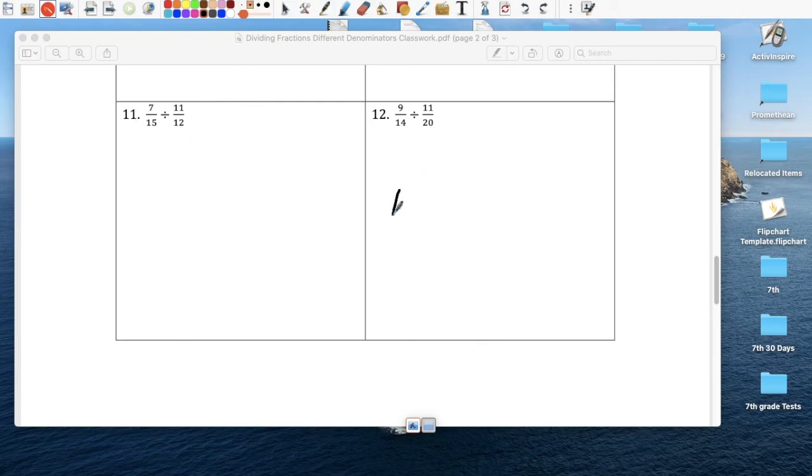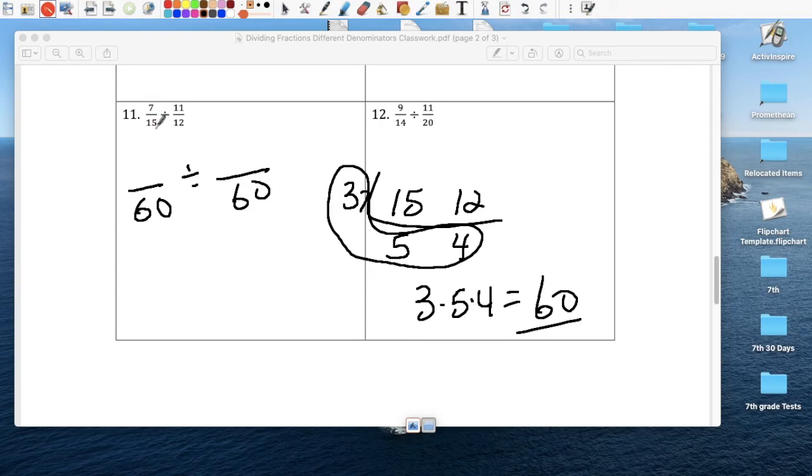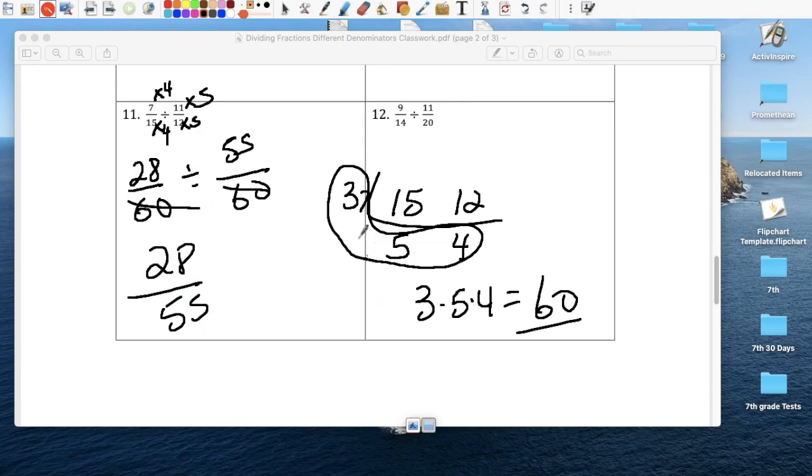15 and 12, let's do the LCM. I can use 3. 3 goes into 15 5 times. 3 goes into 12 4 times. Well, that's my LCM: 3 times 5 times 4. That's going to give us 60. So let's change our denominators to 60. 15 times 4 is 60, so I multiply the top times 4, and that gives me 28. 12 times 5 is 60, multiply the top by 5, which is 55. Cross cross, 28 out of 55. And this one, that's your final answer.